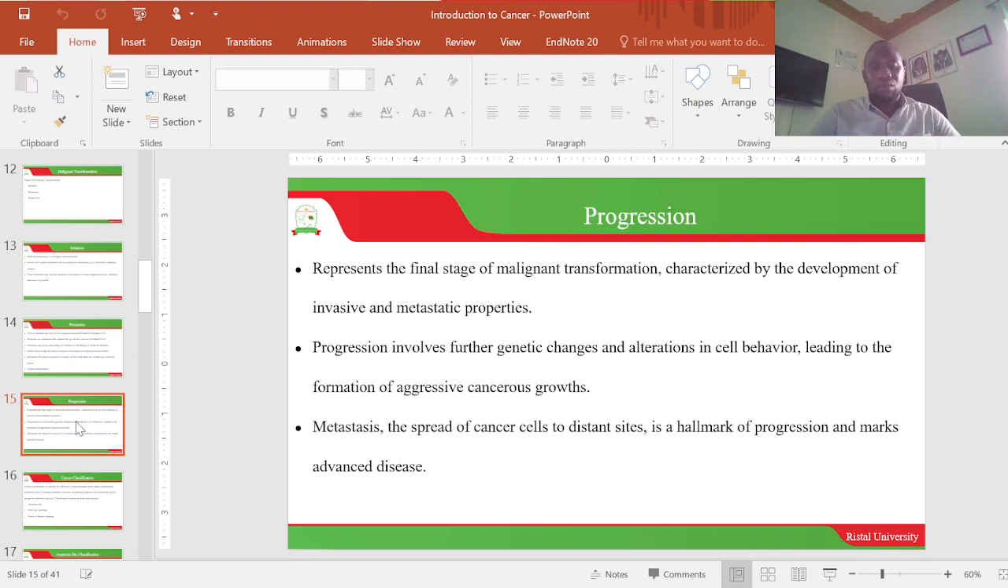And then progression. With progression, the malignant cells are now starting to migrate to other places, a process that we term metastasis, through the bloodstream or the lymphatic system. So this usually marks that the disease is advancing, progressing to other distant organs.